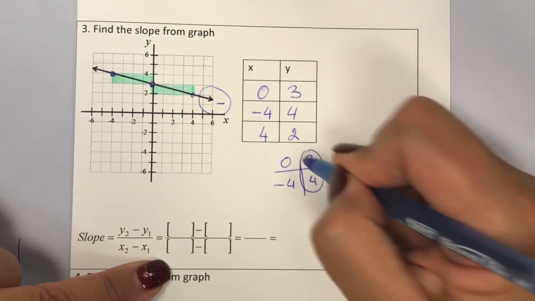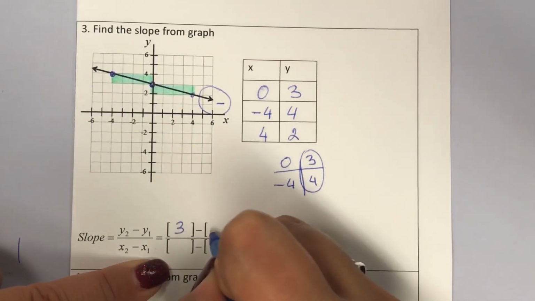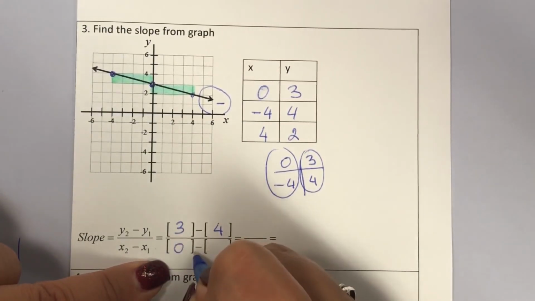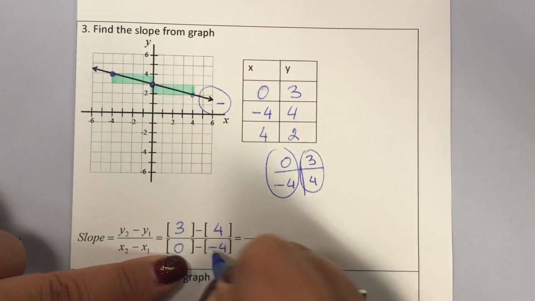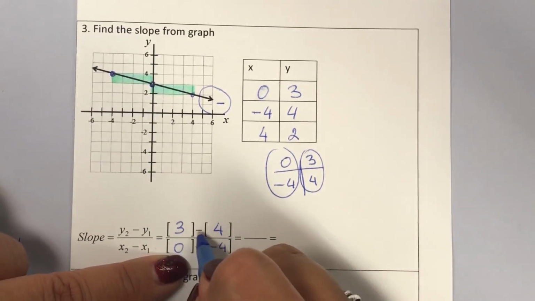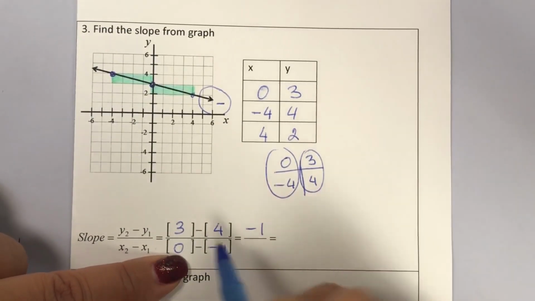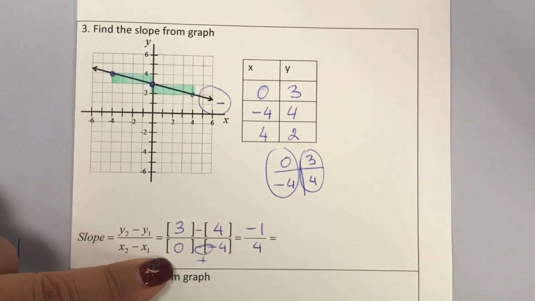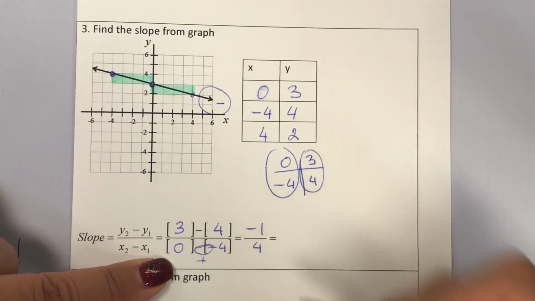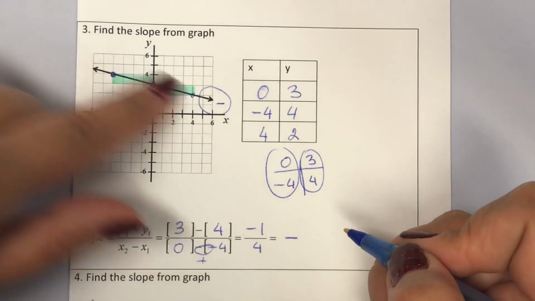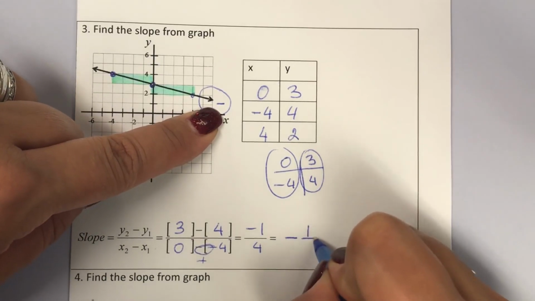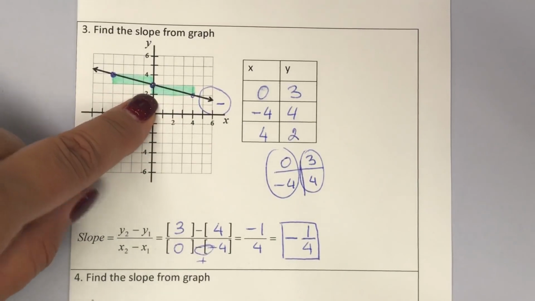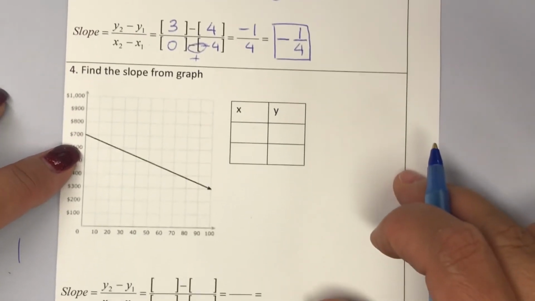Then subtract the y coordinates on the numerator. That would be 3 minus 4. Subtract the x coordinates on the denominator. That would be 0 minus negative 4, so minus minus 4. 3 minus 4 would be negative 1. And then 0 minus minus 4 is like 0 plus 4, so that would be positive 4. And simplifying, negative divided by positive is negative, which is the direction of the line with the steepness of 1/4. So that is matching with what I have on the graph.